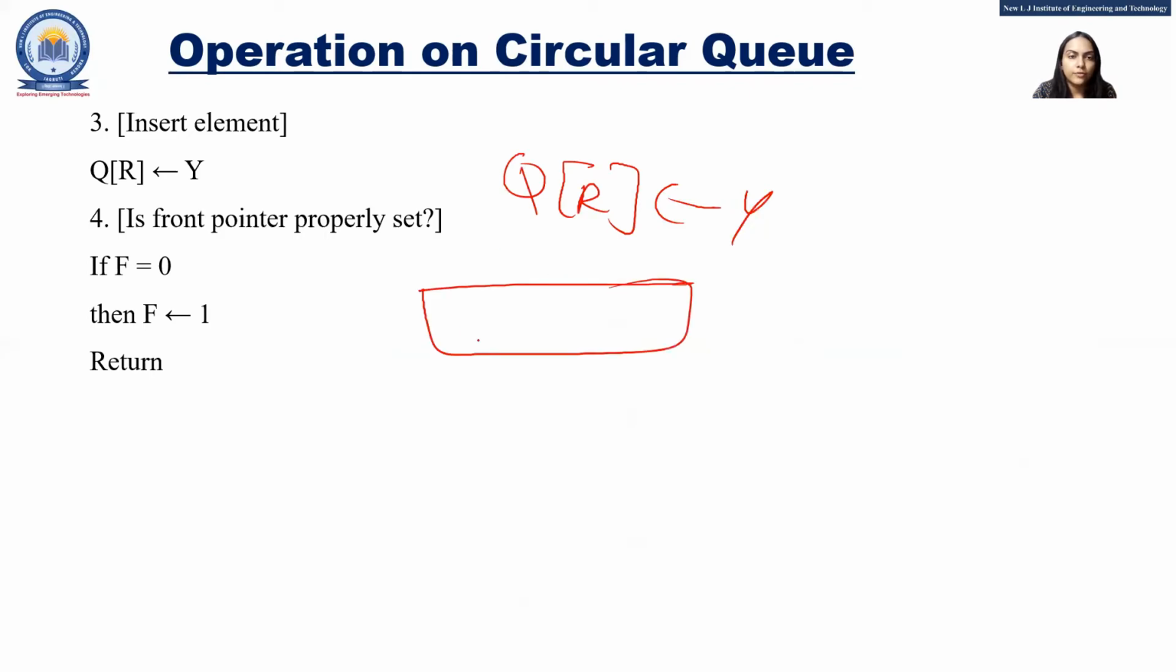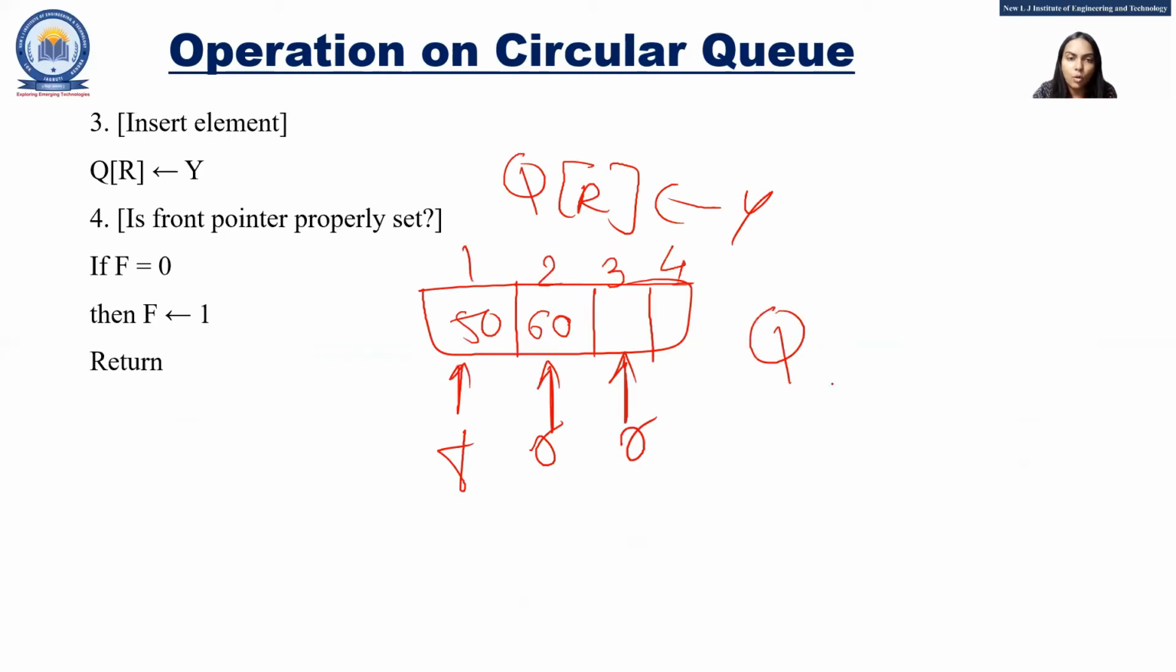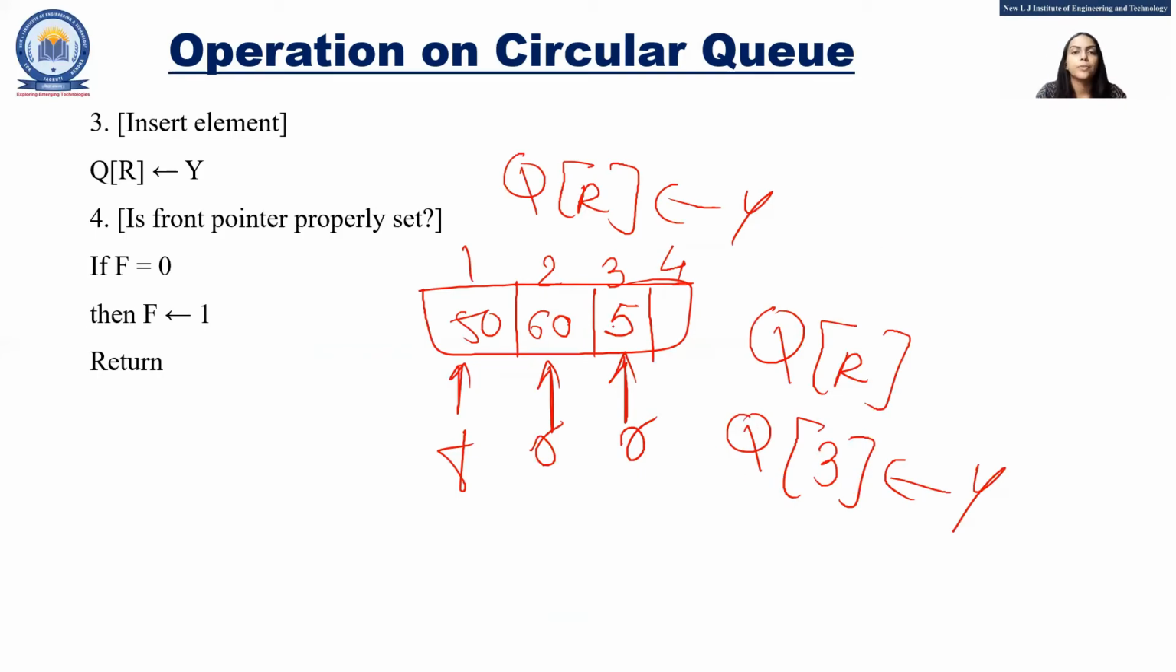So again, if this is the condition, that's 60, this is r, this is f, and now we are incrementing r, so r will point over here. If this is indexing, what is q of r? Q of r is q of 3, and at that we will place y with whatever value. For example, if y is 5, this will be placed over here, right?